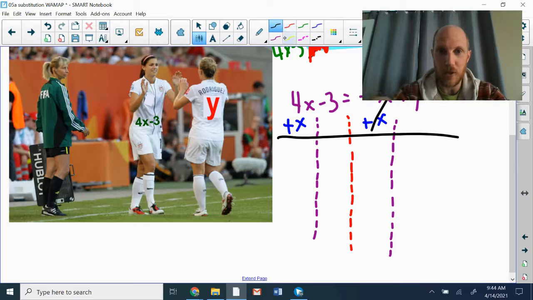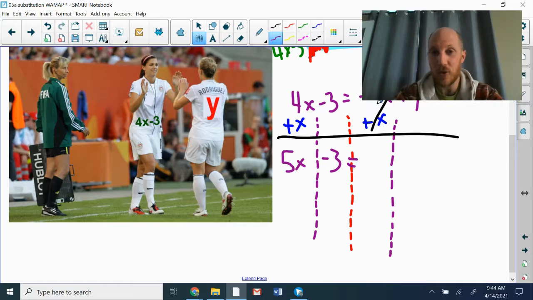Let's work down each column here. So in the first column, 4x plus x, that plus x means 1x, whether there's a 1 written there or not. 4x plus 1x gives me 5x. That minus 3 is going to come straight down to the next line. The equal sign comes down. This third column, there's nothing left. I had a negative x. I added x. It gives me nothing.